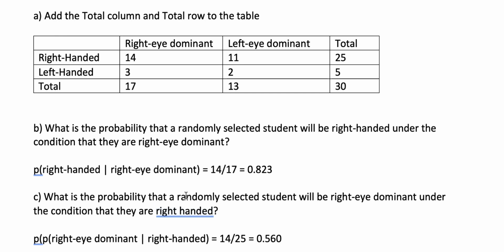Then we ask the same thing, but we reverse. What about the probability that a randomly selected student who is right-handed will be right eye dominant? So now we look only at the right-handed students, these 25. Out of those, 14 are right eye dominant, and so that gives us 14 out of 25, or 0.56. And again, this symbol with the vertical bar is a conditional probability, and the group to the right of the vertical bar tells us the group we're selecting from, and so that provides the denominator, in this case 17, in this case 25.